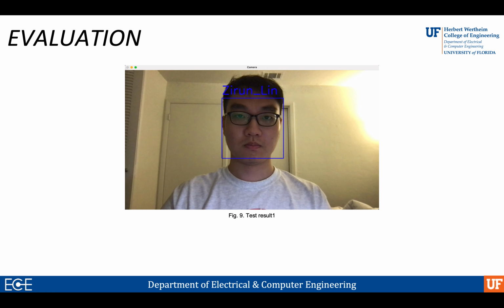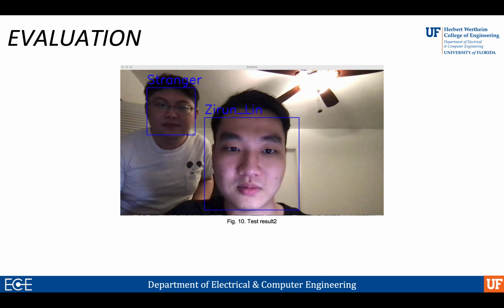Here are some testing samples of my model. I can detect my face through a camera, and my model can also recognize my face and recognize my friend's face as unknown, since this face is not in my database.